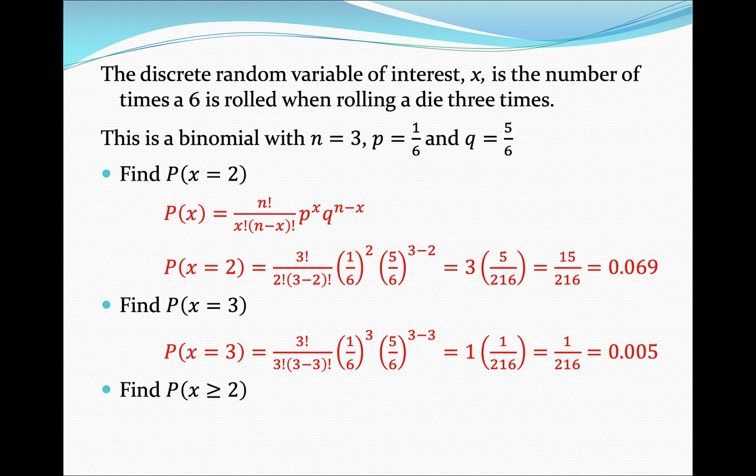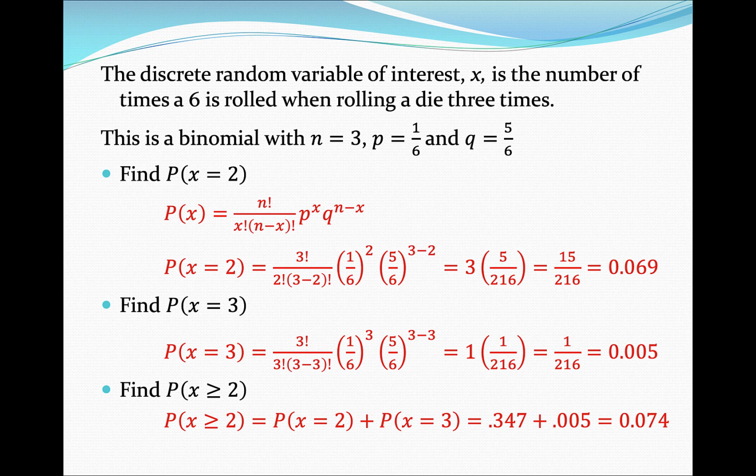So in order to do inequalities, you have to do each one of those, which we've already done here. You would take the probability of x equals 2 plus the probability of x equals 3. Add those together, and that would give you the total probability that x was greater than or equal to 2. So anytime you have inequalities, you've got to calculate the individual probabilities and then use those in order to get the probability that you want.